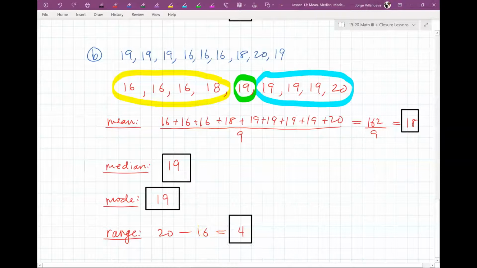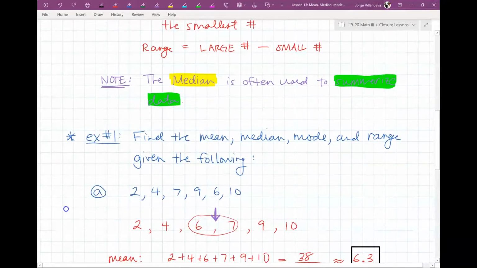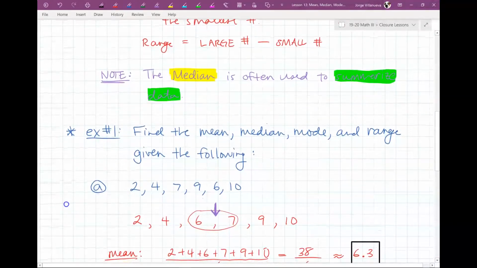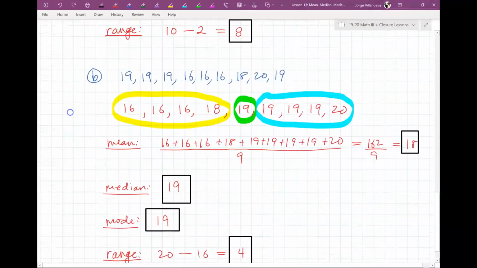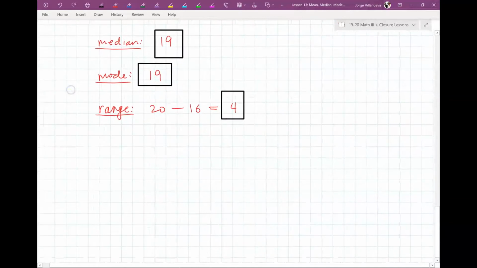Okay, if I were to ask you what number summarizes the data best, I would say the median does, right? The number that summarizes data the best is your median. So I wrote that up here in the purple. The median is often used to summarize data. Okay, so one last example and then we are done here. So this is going to be example number 2.